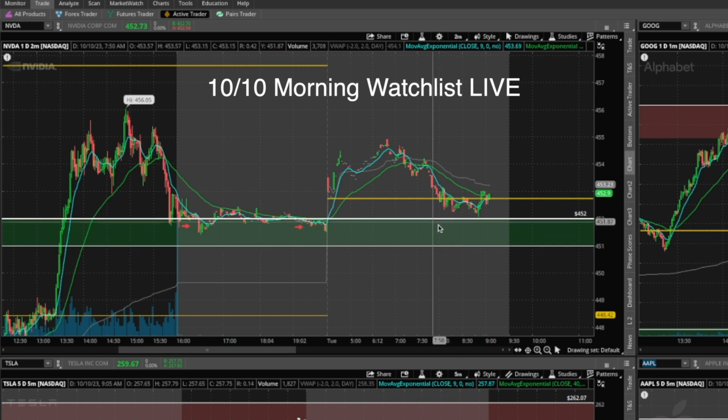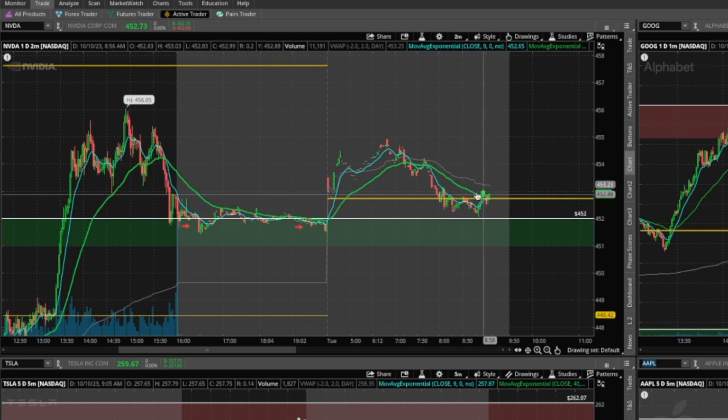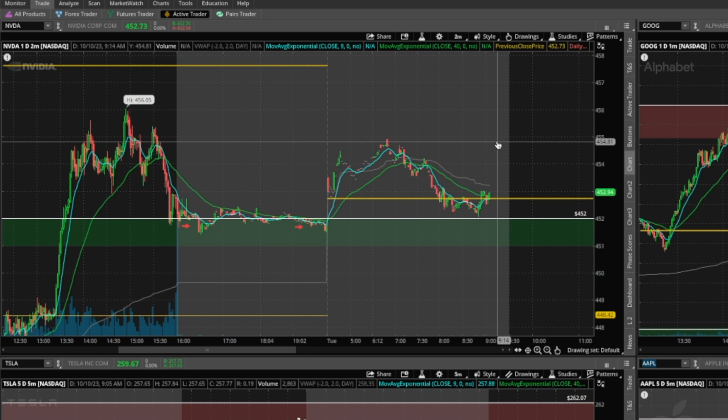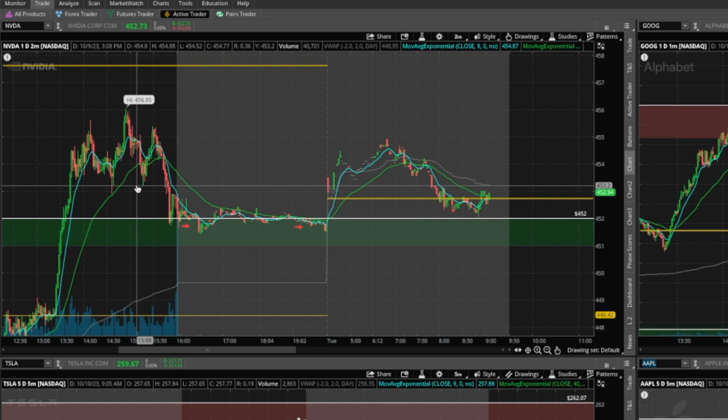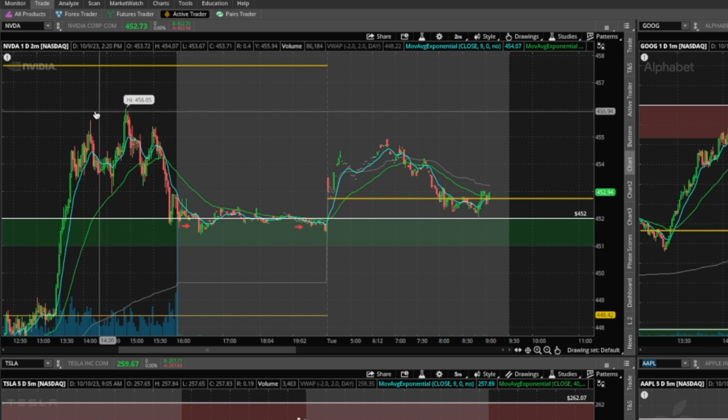NVIDIA, big watch here around this 452. This is a very interesting hold. If we hold this level, I will look long on NVIDIA today. We have that previous channel high at 452. I am definitely looking to long off 452 today if I see a hold near this level, targeting yesterday's highs.